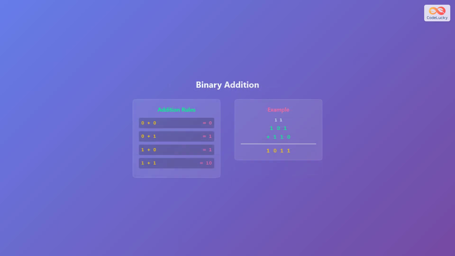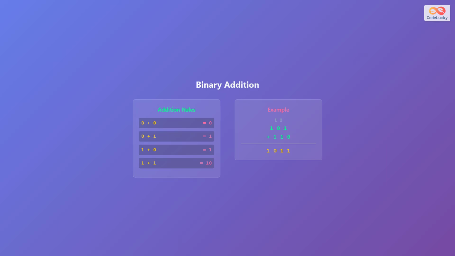Binary addition follows a few simple rules. 0 plus 0 equals 0. 0 plus 1 equals 1. 1 plus 0 equals 1. 1 plus 1 equals 10. Note that we carry over when the sum is 2 or more, since we can only use 0 and 1.